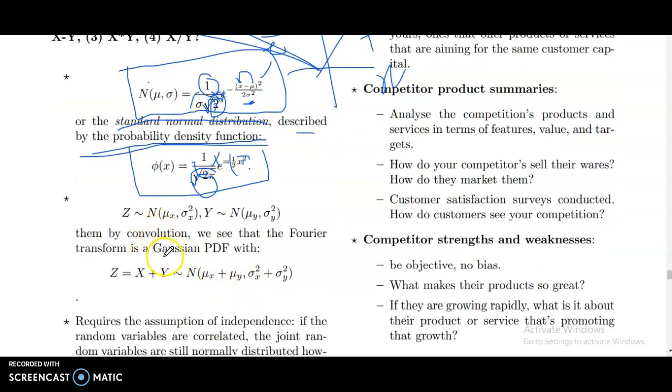Z infinity approximately equal to N of mu x, sigma square x. Y say approximately N of mu y, sigma square y.